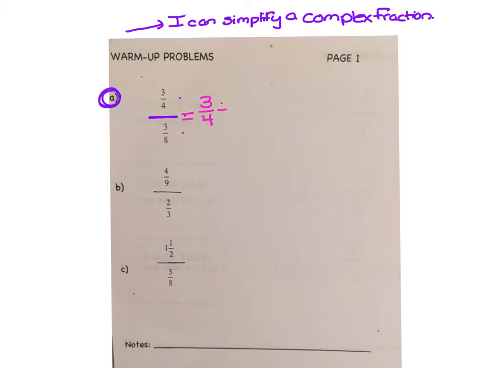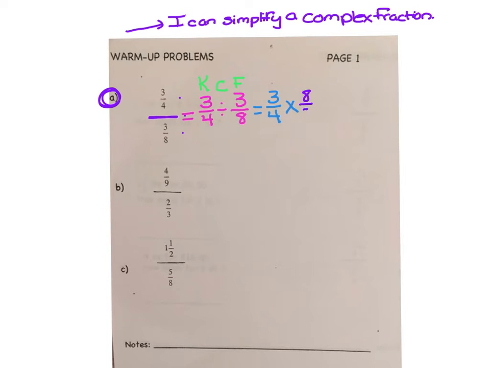3/4 must come first, divided by 3/8. When it's in division form, you are not allowed to reduce. In this case, it would be impossible anyways. Now we're going to keep it, change it, flip it, and rewrite it as a multiplication problem. The 3/4 is a keep, just as is. Division becomes multiplication, and we take the reciprocal of 3/8.